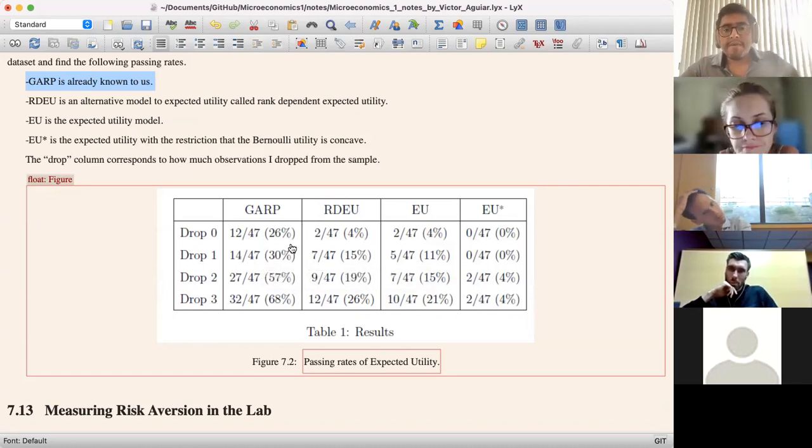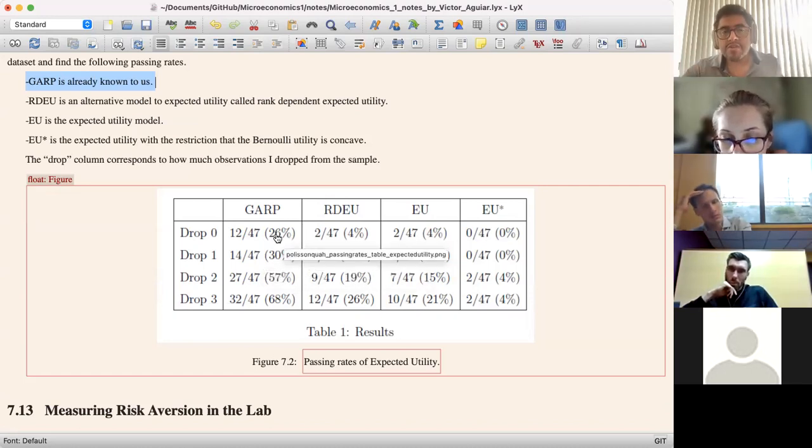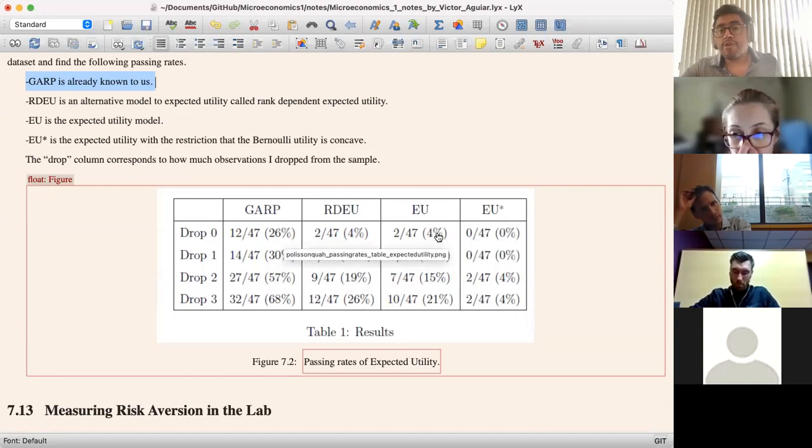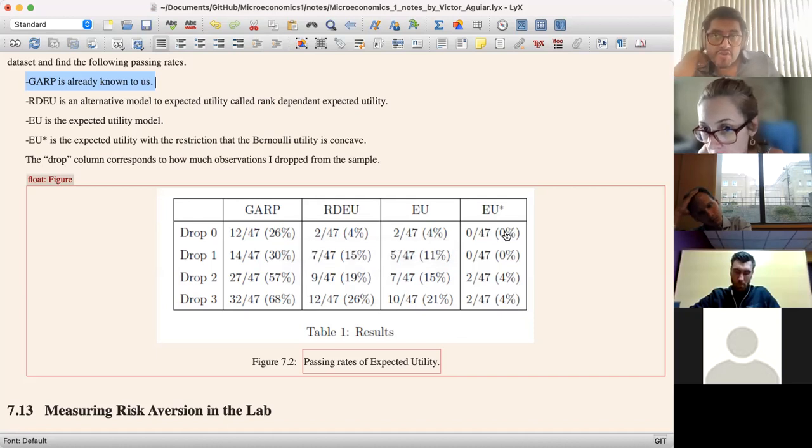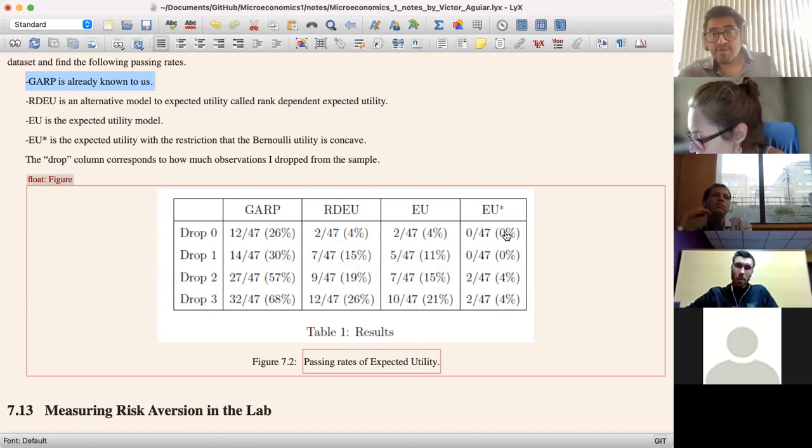Here you can see that GARP, without dropping any observations, has only 26% pass. If you do expected utility, it will be 4% pass. So there is a big drop from 26% to 4%. If you do expected utility star, which is essentially the concave expected utility, the pass is 0. Now remember Severin suggested that we could drop some observations to see if there were some random mistakes, right? So this is what they do next.